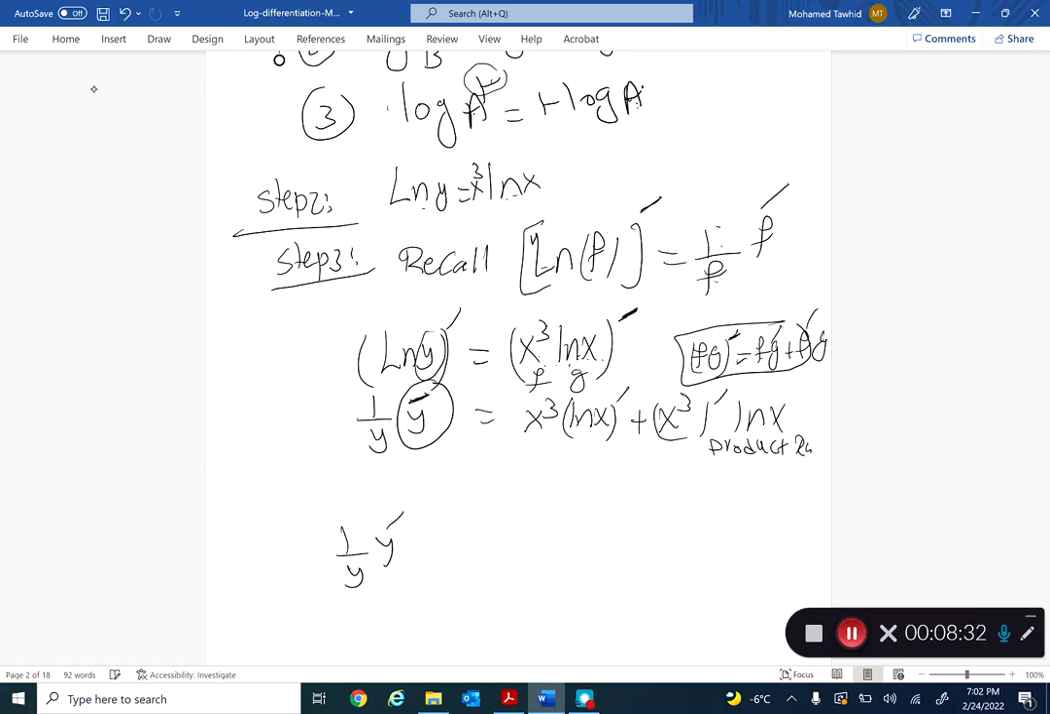Let us keep continuing here. On the left hand side, 1 over y times y prime. On the right hand side, x cubed. What is the derivative of ln x? Ln x here is the rule I'm going to use. What is your f?